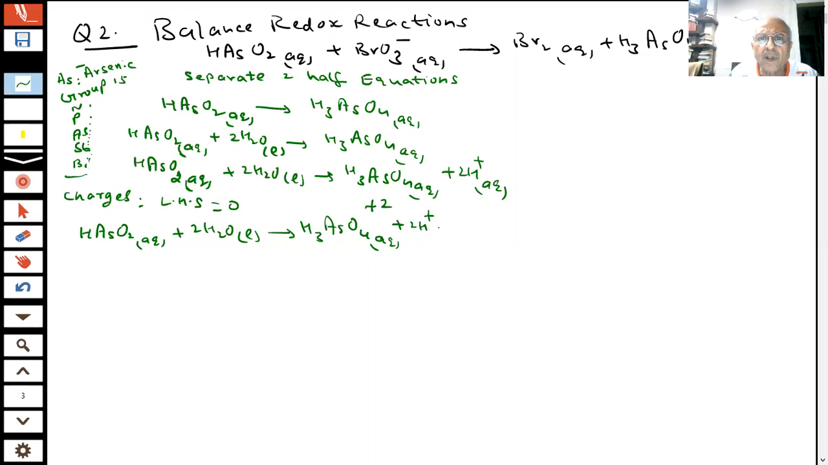2H plus 2 electrons. This is my equation 1. Balanced now. Balanced? Yes. Half equation balanced. What is this? Oxidation or reduction? This is an example of oxidation, loss of electrons. You can see that electrons are being lost. Oxidation half.